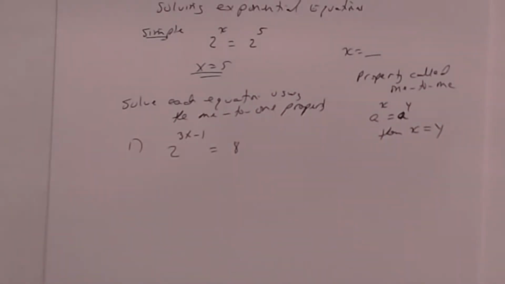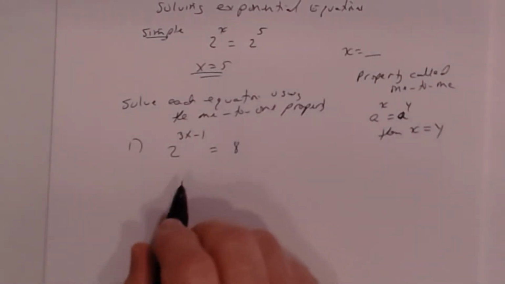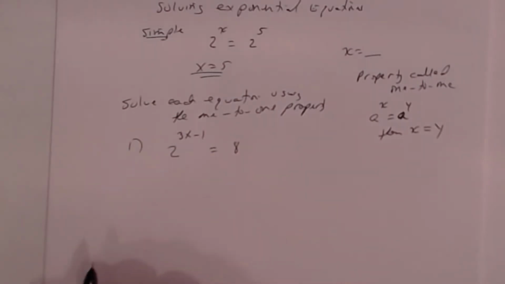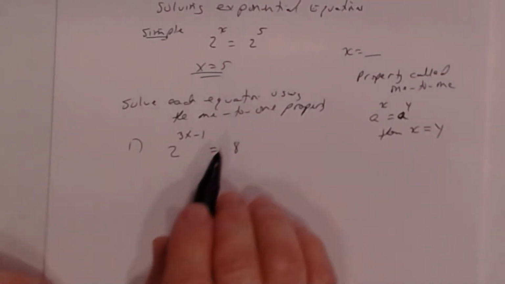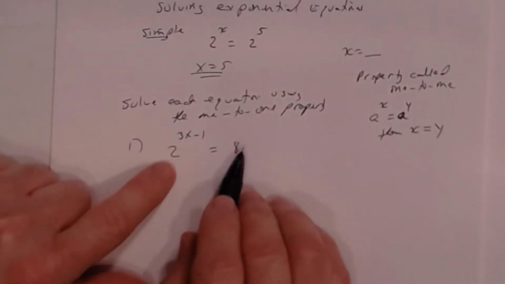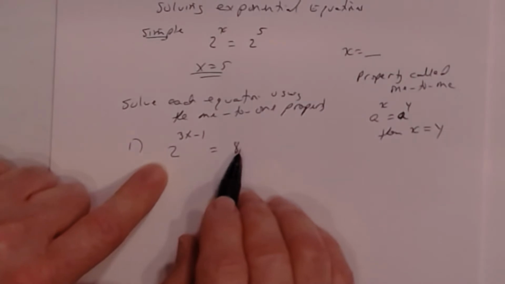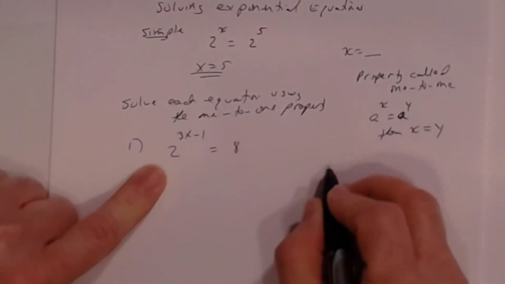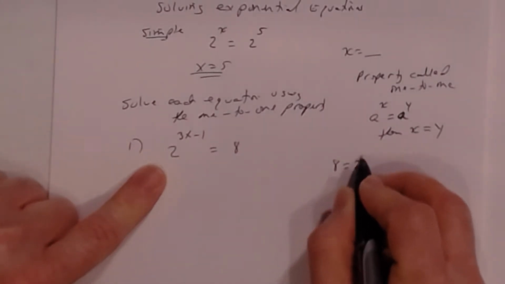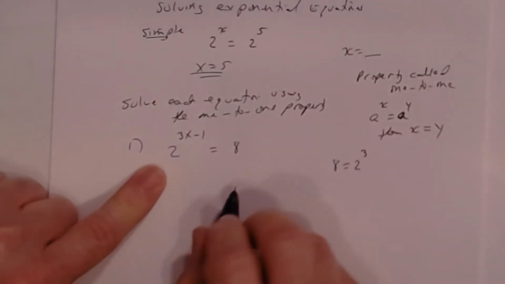So that is an exponential equation, right? You know it's an exponential equation because where's the variable located? The variable is located in the exponent. Now, if I'm going to use the one-to-one property, I need to make sure that those bases are the same. So this is a 2, this is 8. But what do you know about 8? You know that 8 is the same as 2 to what power? The third.